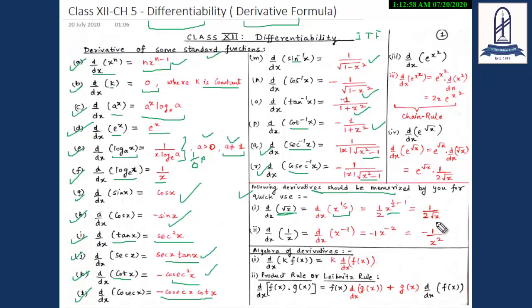So we know that x to the power 1 by 2 is nothing but root x. Therefore, student, d by dx of root x is 1 upon 2 root x. And now d by dx of 1 upon x.